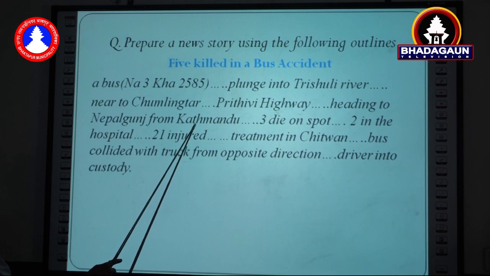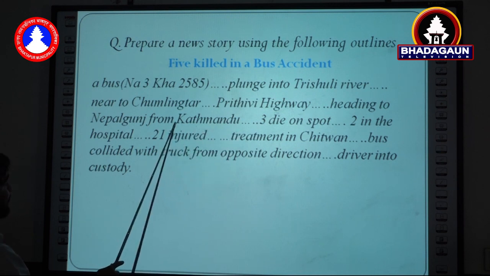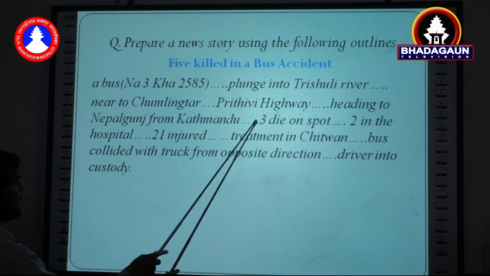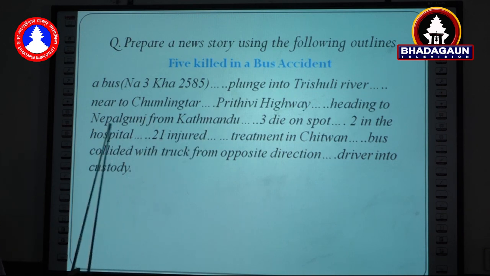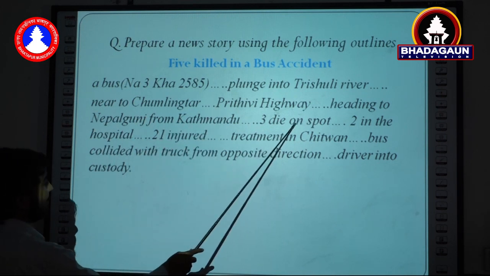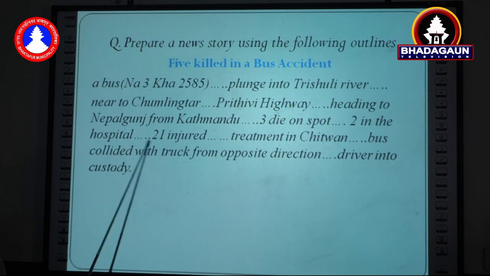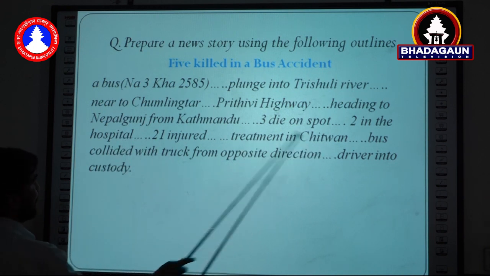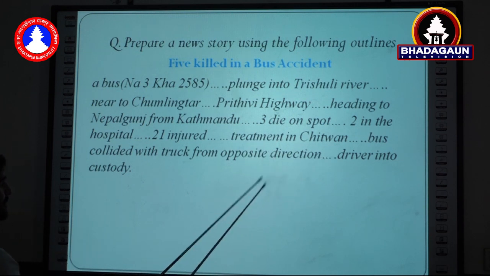How many passengers are there? Not given. So you can write your own. You can put the number on the basis of this data, right? 3 to 5, 21 injured, more than this, there should be the data. 3 died on the spot, 2 in the hospital. At least a total of 5 people have been confirmed dead. The injured people are being provided treatment in hospital in Chitwan.